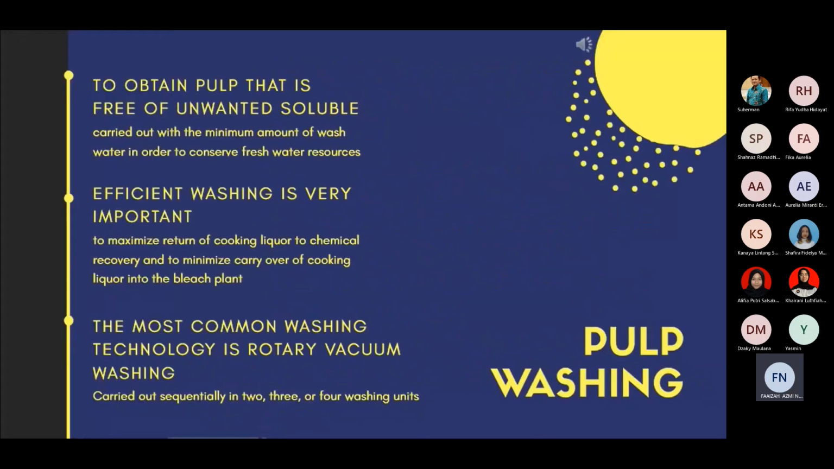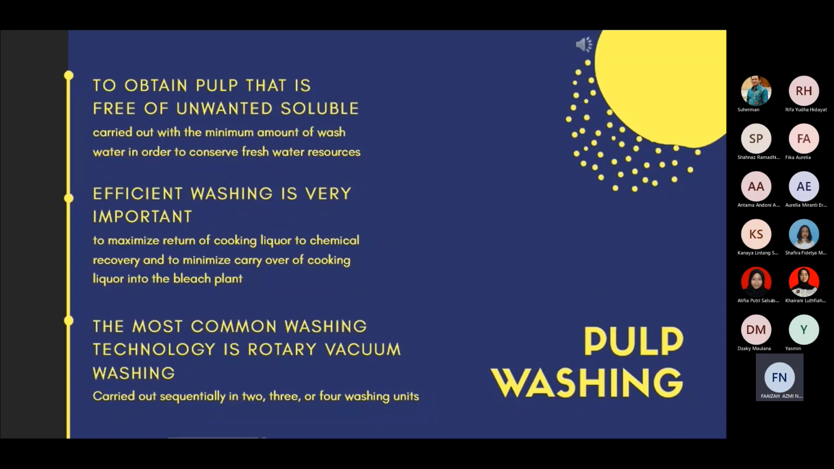Next is the pulp washing process. The main purpose of pulp washing is to obtain pulp that is free from unwanted solubles, and it is carried out with the minimum amount of wash water in order to conserve freshwater resources. Efficient washing is very important because it maximizes the return of cooking liquor to chemical recovery and minimizes carryover of cooking liquor into the bleach plant.